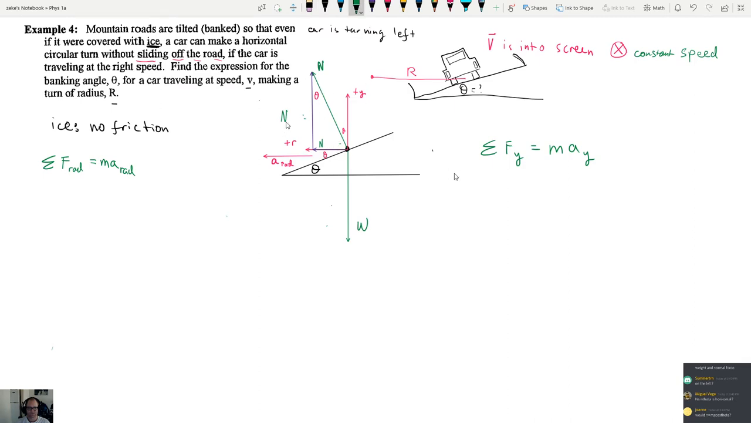See, theta's here, so that means this is the cosine side, and this is the sine theta side. Thank you for noticing that. Would n be equal to mg cos theta? Yes, Joanne, it would. Yep.